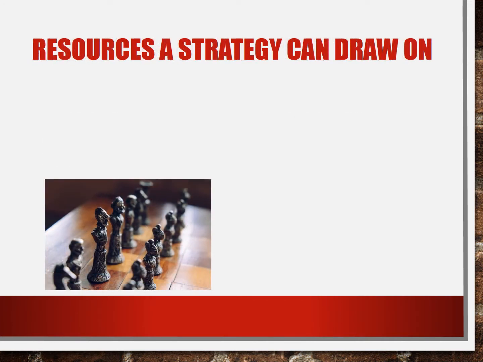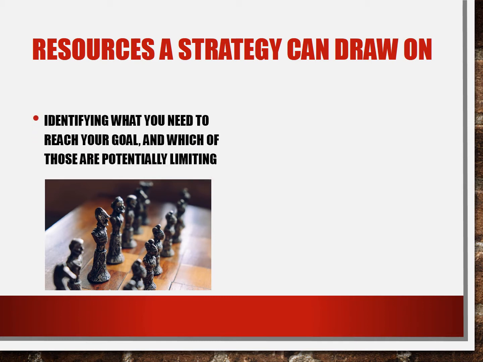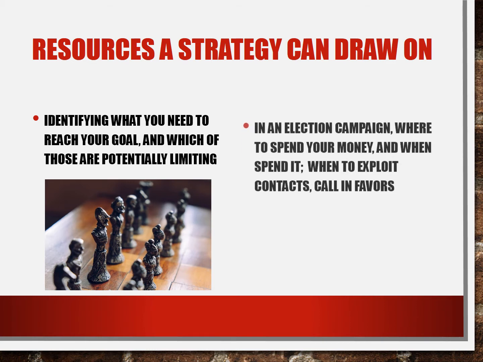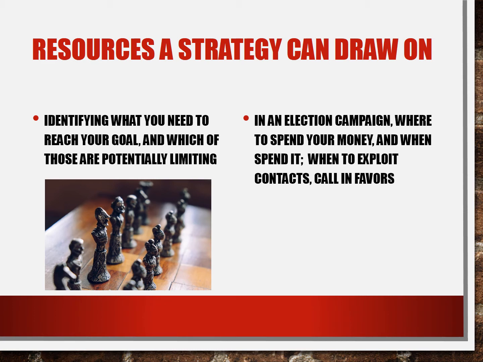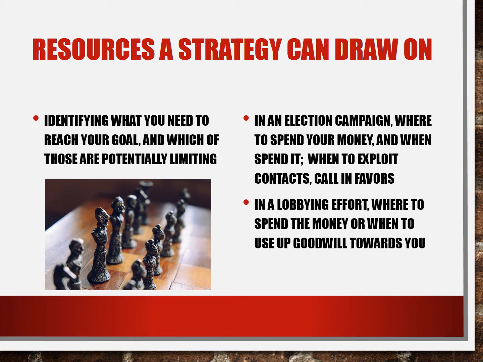A strategy requires resources to be successful, and worksheet number 4 identifies what is necessary to reach the goal and which of the resources are potentially limiting. For example, in an election campaign, where to spend your money and when to spend it, when to exploit contacts and when to call in favors. In a lobbying effort, where to spend the money or when to use up the goodwill towards you.